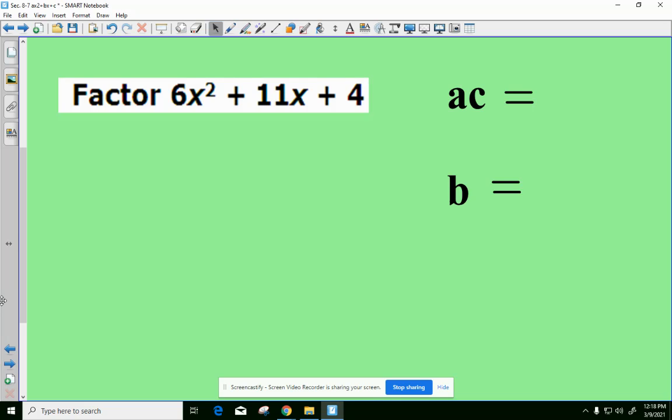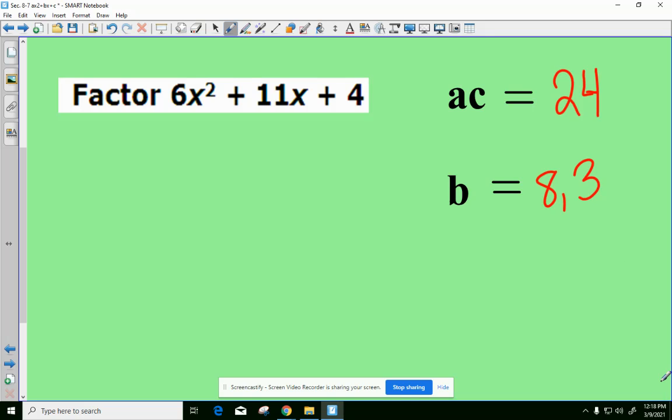What's AC in this problem? Kyler? It'd be 24, 6 times 4. Okay. So give me something that multiplies to 24 that adds to the middle, which is 11. So thinking of all your options of 24, give me the set that adds to 11. Anna? 8 and 3. Okay.